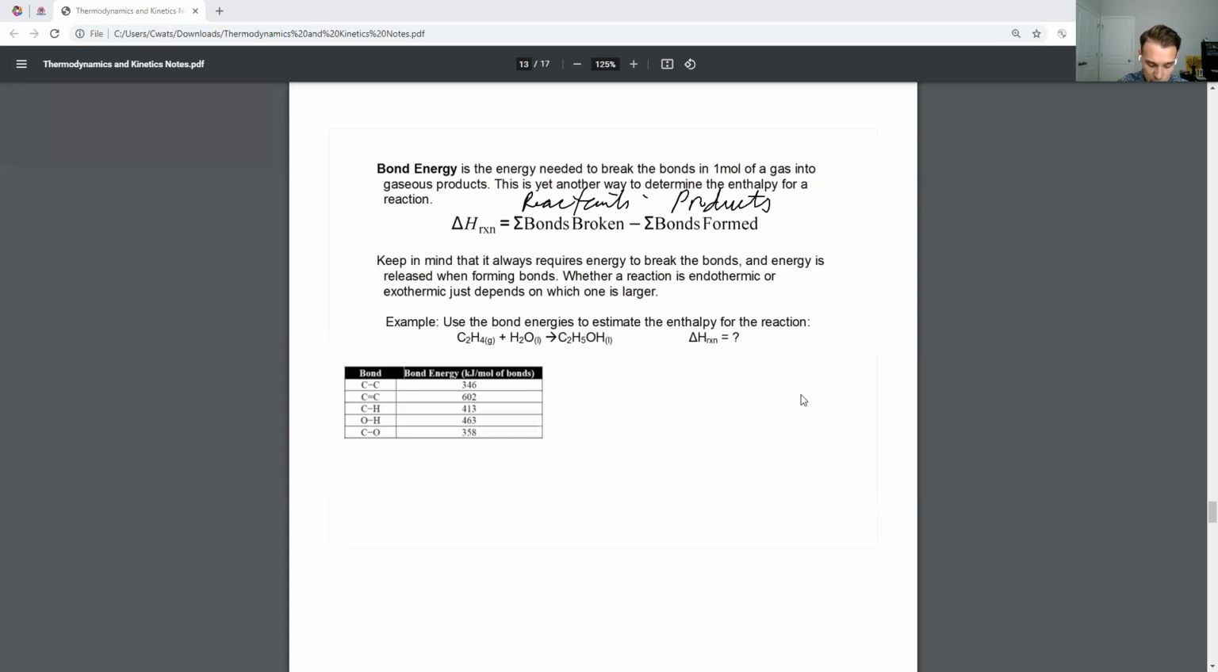Keep in mind, it always requires energy to break the bonds, and energy is released when forming bonds. Whether a reaction is endothermic or exothermic just depends on which one is larger. So use the bond energies given here to estimate the enthalpy for this reaction. In order to do this properly, we have to draw out the Lewis dot structures, so we can see what type and how many of each bond we have.